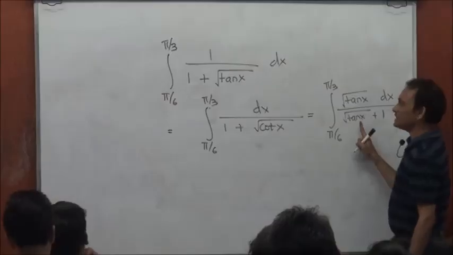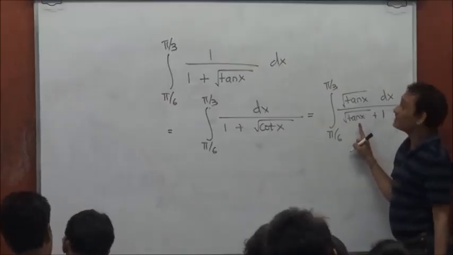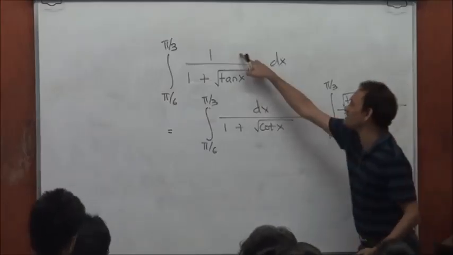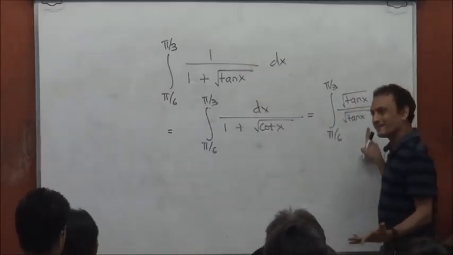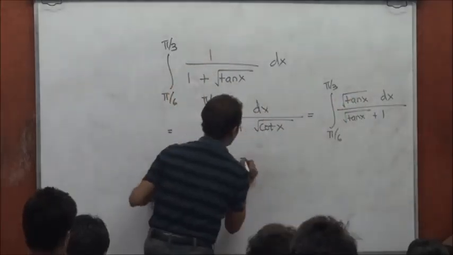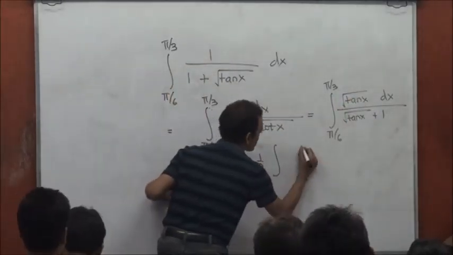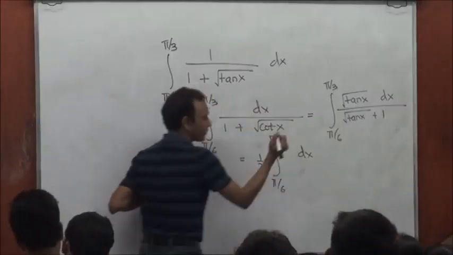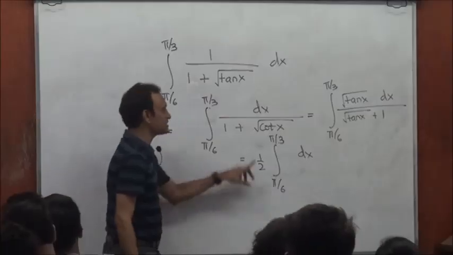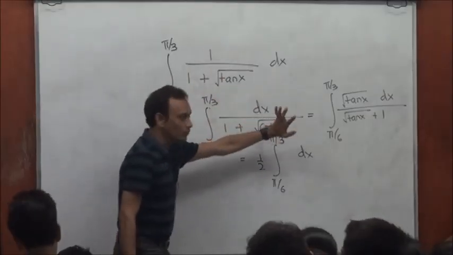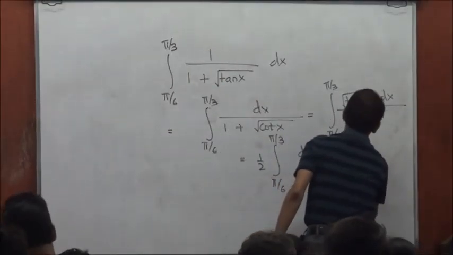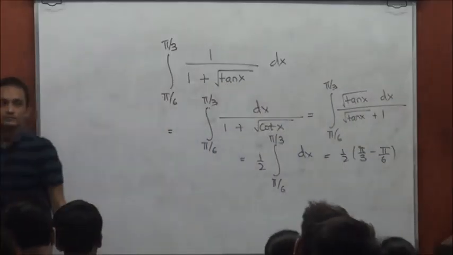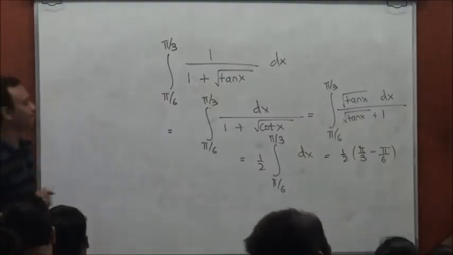So if this equals this, then each would be half their sum. They have the same denominator. Right? Then each would be half their sum. What's their sum? Sum of this and this is 1. Half their sum is 1, x changes from pi by 6 to pi by 3. Yes or no? So which is simply half of pi by 3 minus pi by 6. Pi by 12. Right?